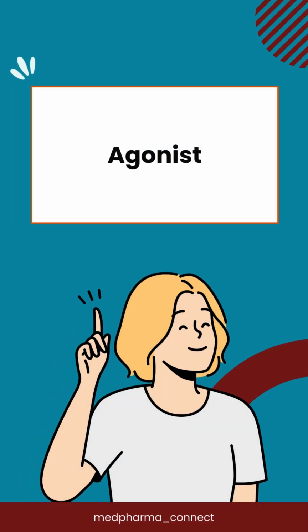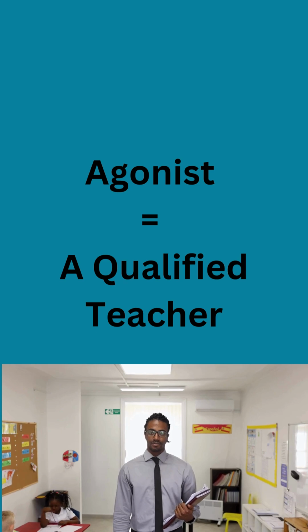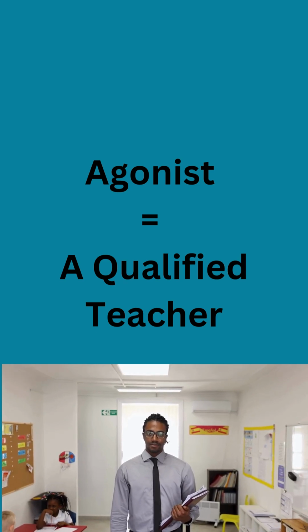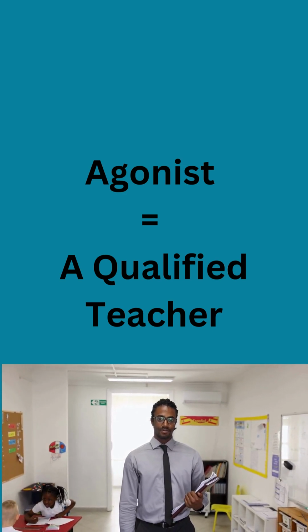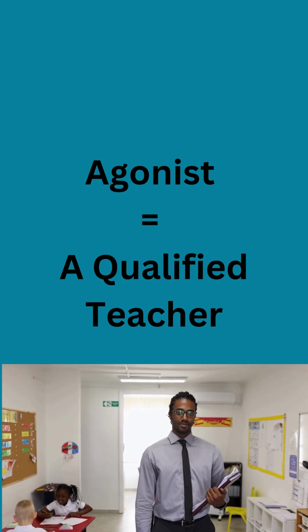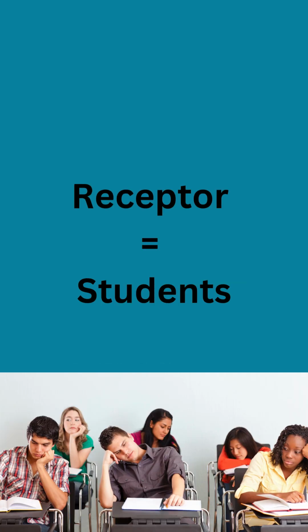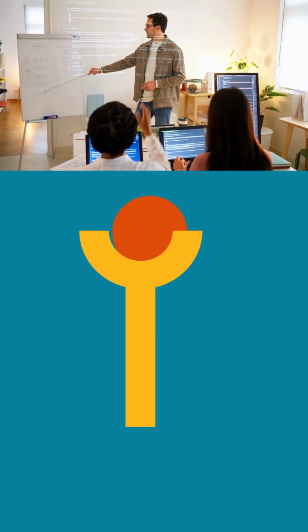Agonists activate a receptor, in this case, the student's learning potential. Think of qualified teachers who can effectively impart knowledge. Full agonist, the expert teacher. This is the ideal teacher, profoundly knowledgeable and passionate about their subject. They fully engage students, maximizing learning. They're like a master key that perfectly unlocks the student's potential.